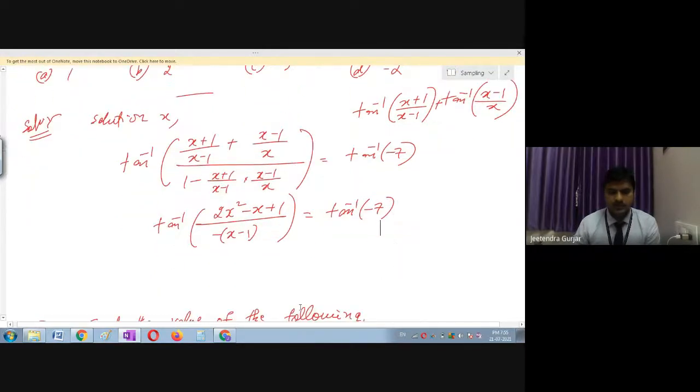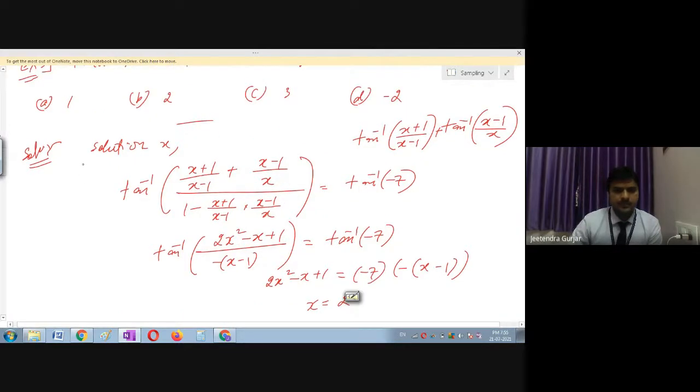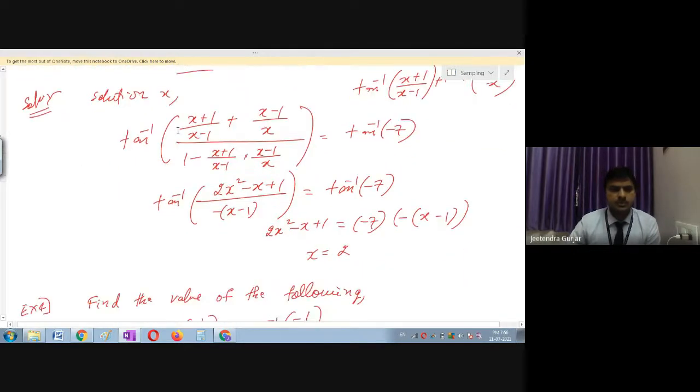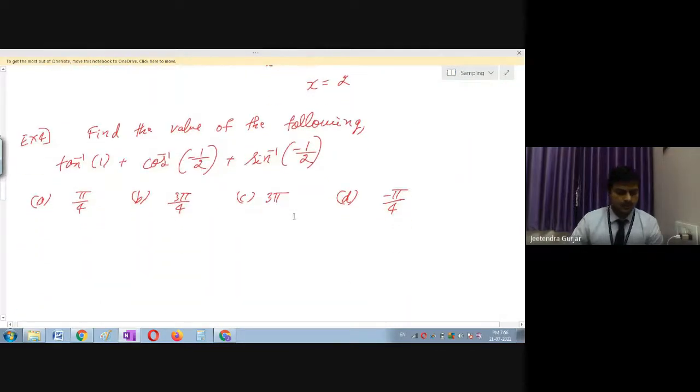So go on simplifying, remove the tan inverse, take down only the inside of the tan inverse. So if you just simplify it, you can see this is going to be 2x square minus x plus 1 is equal to minus 7 into minus x minus 1, right? Simplify, and you find x is equal to 2. So therefore the answer here is 2. Okay, students. Okay, fine. So go for the next example.